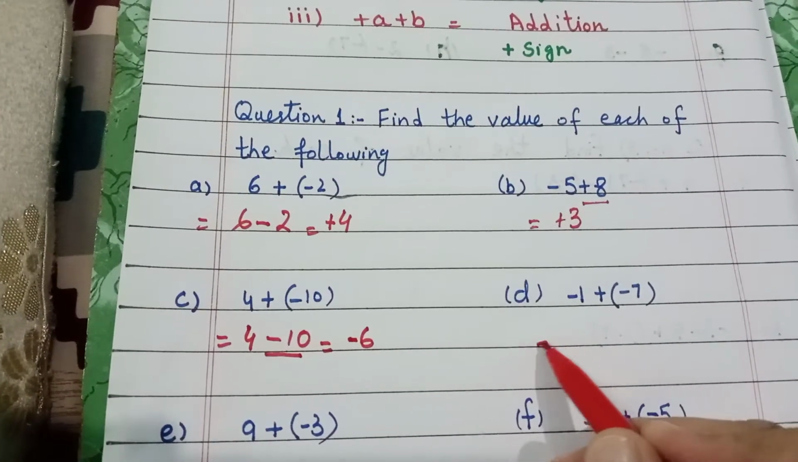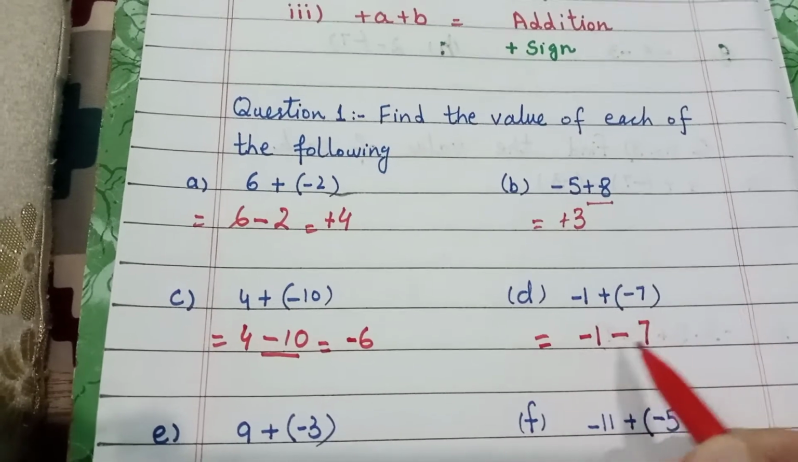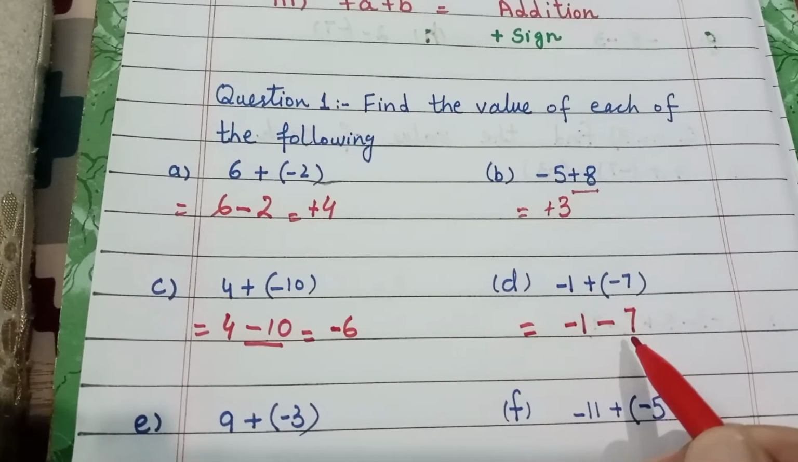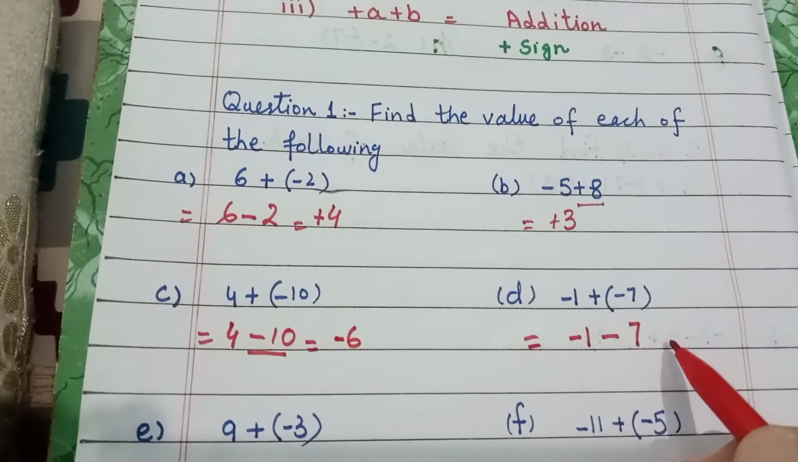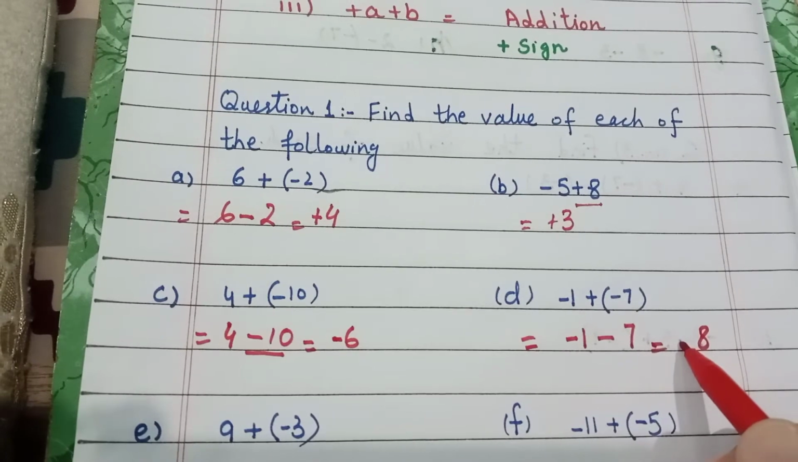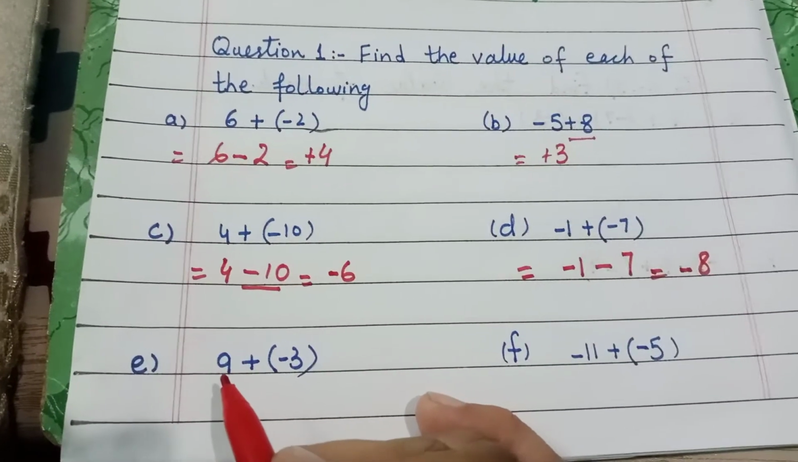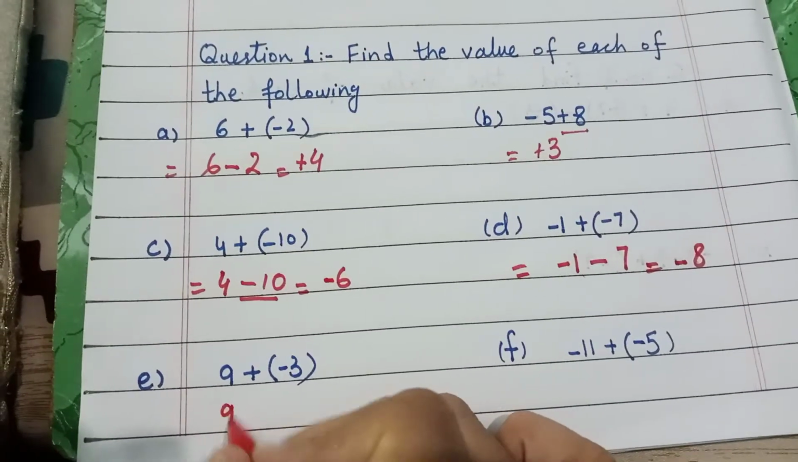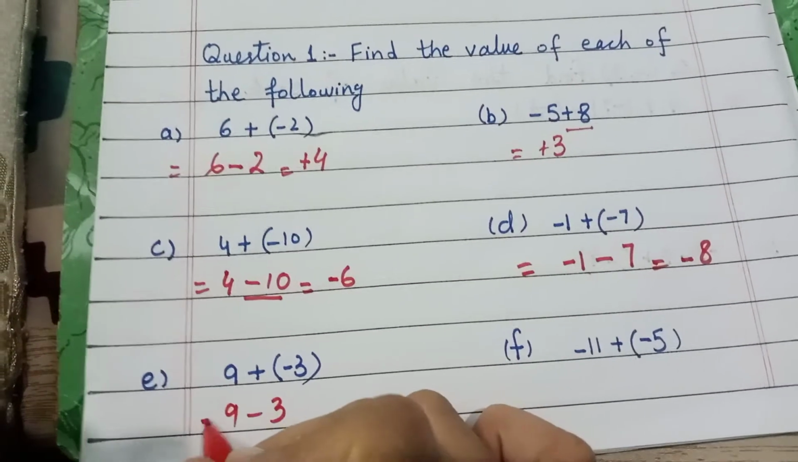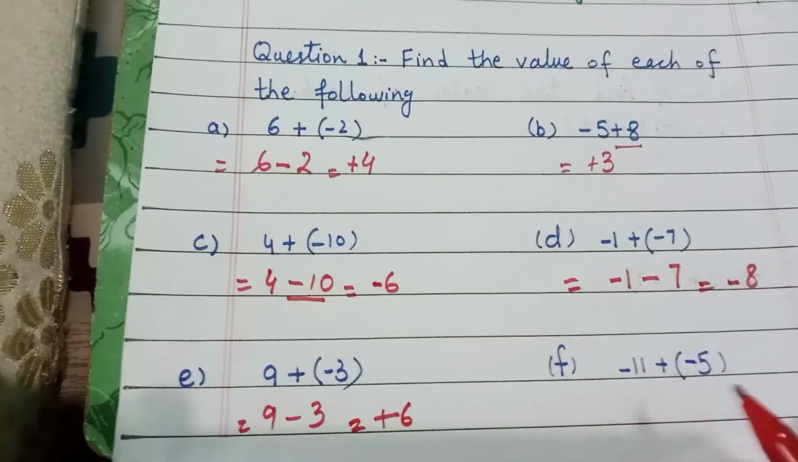Similarly, in D part, minus 1 plus minus minus 7. Both integers have negative sign, so the operation is addition. We add them, but the sign is of the big number, or minus sign. One integer is positive and the other is negative. The operation is subtraction and the sign is of the big number.